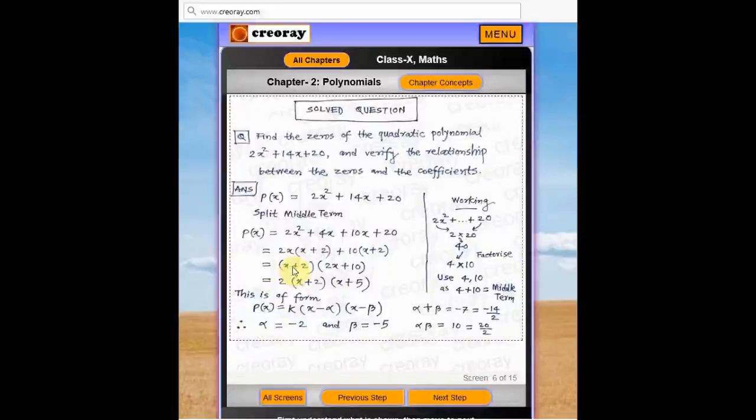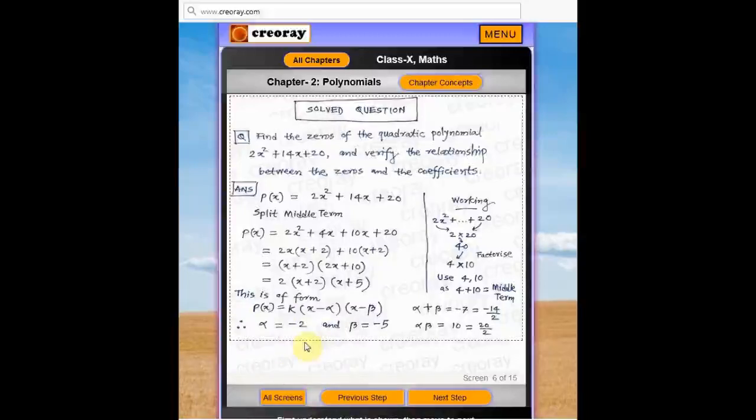So you can write this as x plus 2 as it is. And this 2x plus 10, you see that 2 is once again common. So take that 2 out and write the remaining part x plus 5 as it is. So this is of the form P of x equals k into x minus alpha into x minus beta. Don't worry about the sign. The sign can be changed.